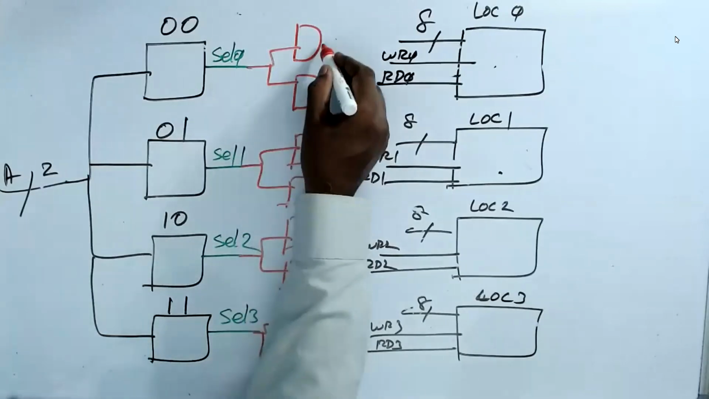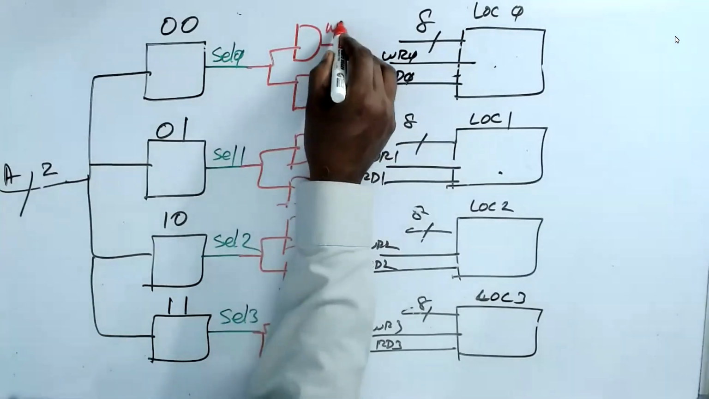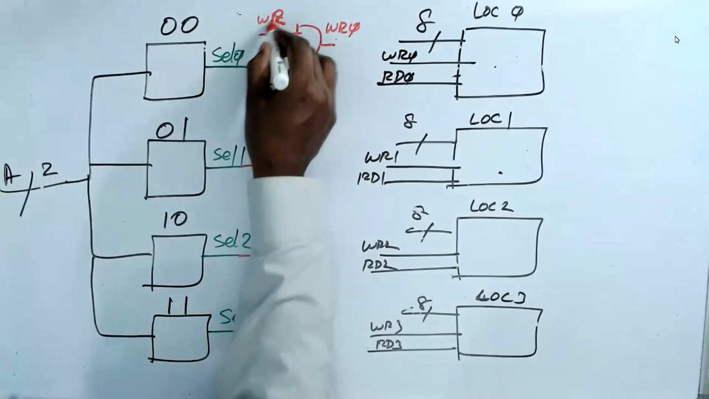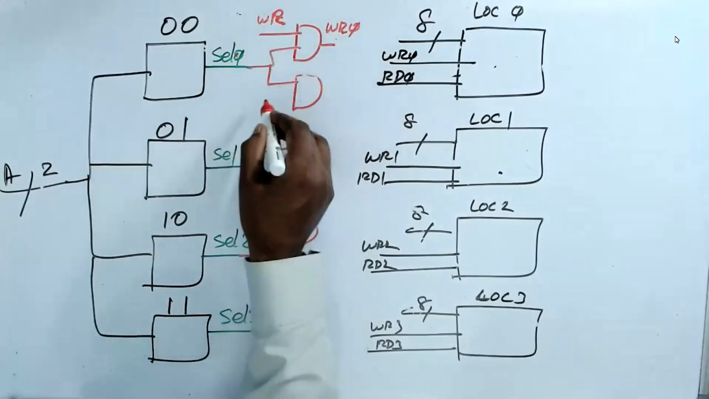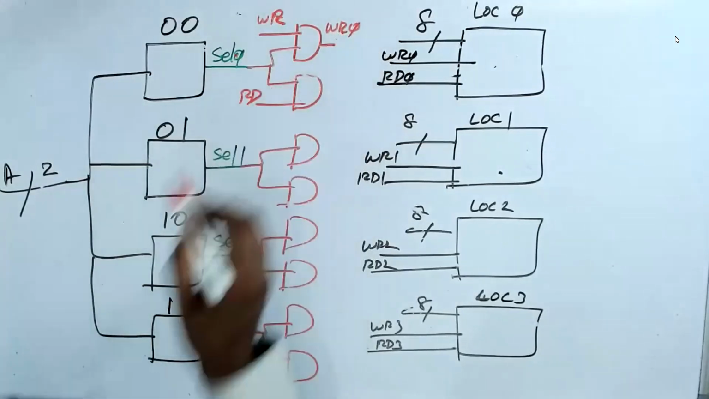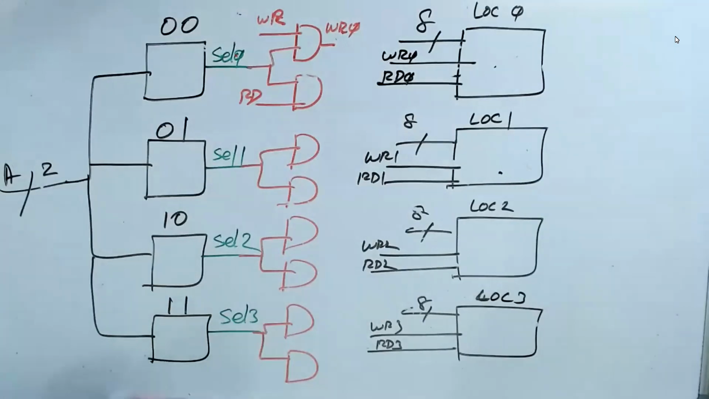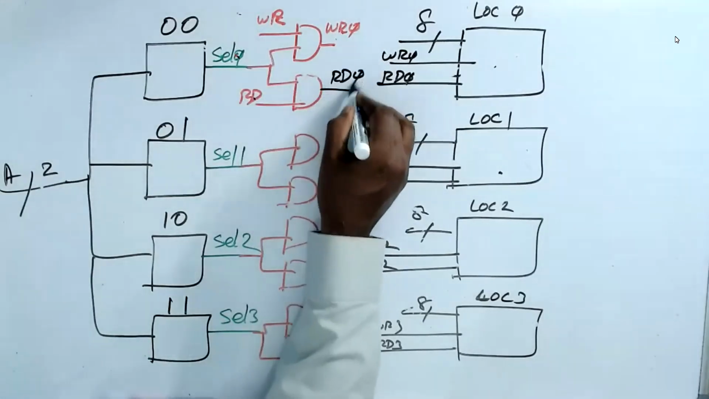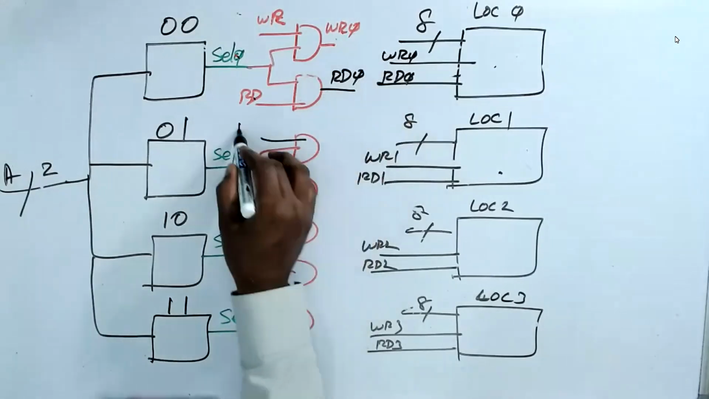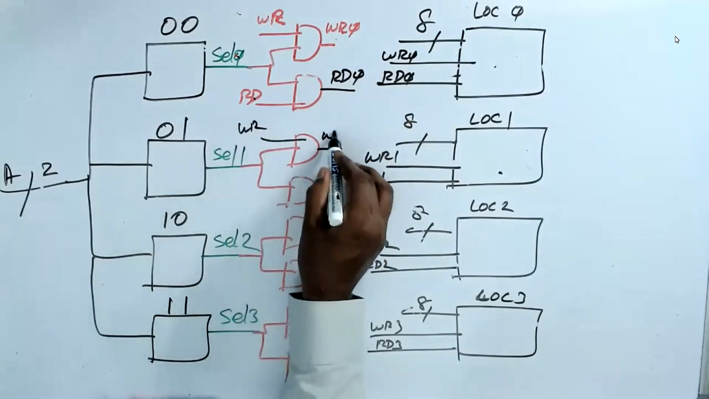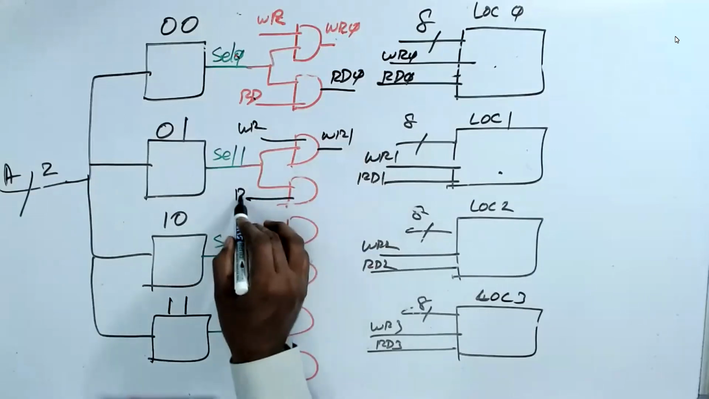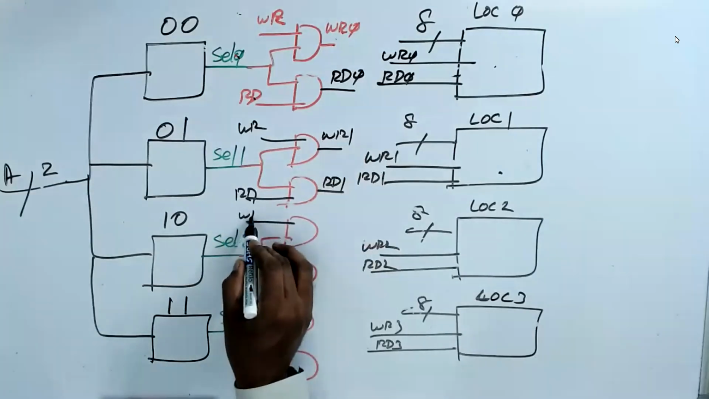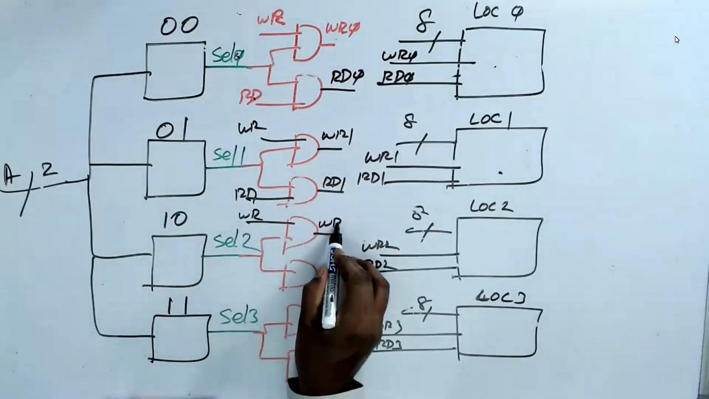And this output is called write 0, because write and select 0 is called write 0. And this is read. Select 0 and read is called read 0. That is location 0 read. Then write is called write 1. Read 1. Write 2.